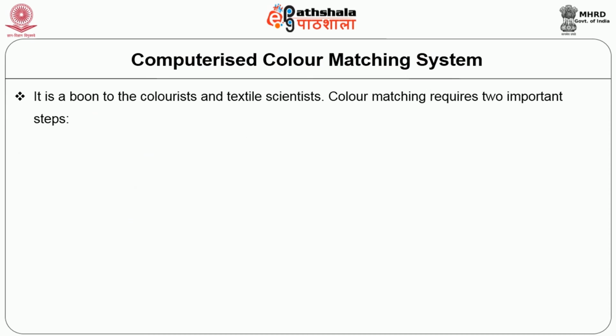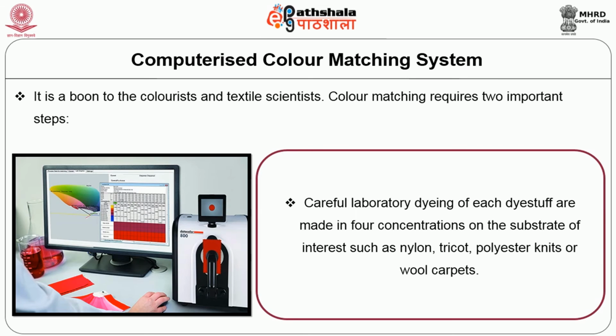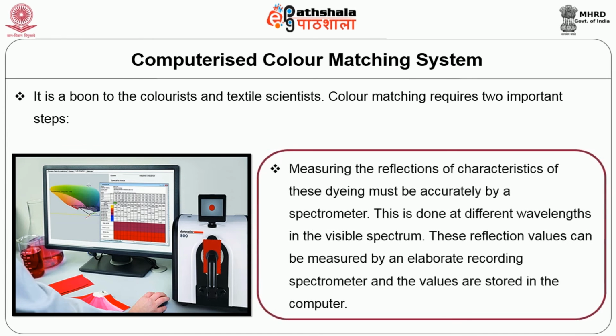The computerized color matching system is another machine which aids in shade matching of fabric. It is a boon to the colorist and the textile scientist. Color matching requires two important steps. The first is careful laboratory dyeing of each dye in 4 concentrations on a substrate such as nylon tricot, polyester knits or wool carpet. The second step is measuring the reflectance characteristics of these dyeings using a spectrophotometer. This is done at different wavelengths in the visible spectrum.